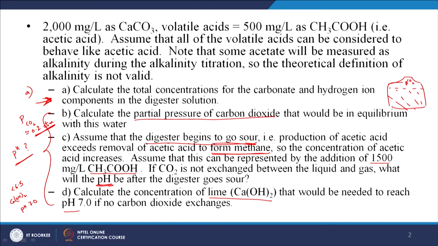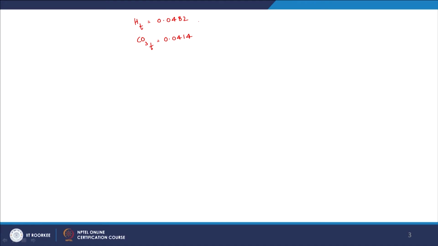And now we move on to estimating the pH if the digester begins to go sour, right? So let's look at what we have here. These are the values of H total and CO3 total from part A, which I believe we calculated from part A. Now, what's the new aspect that we have? We have additional acetic acid, HAc, at a concentration of 1500 milligrams per liter, right?